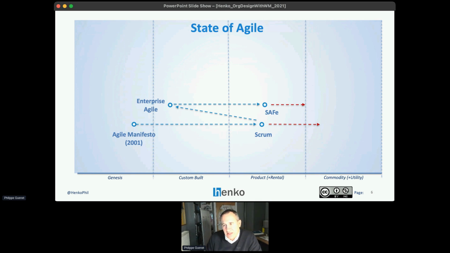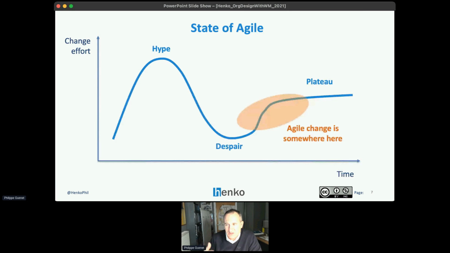A lot of people, in the stage of their change and alignment and so on, have gone through the hype and some despair, and some of them are still within the despair, to be honest. Some of them are finding a plateau and asking what Agile was all about, or are we done yet? What's going on here? Many organizations are really figuring out what's next.